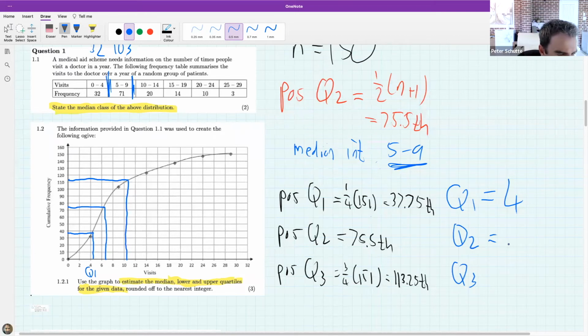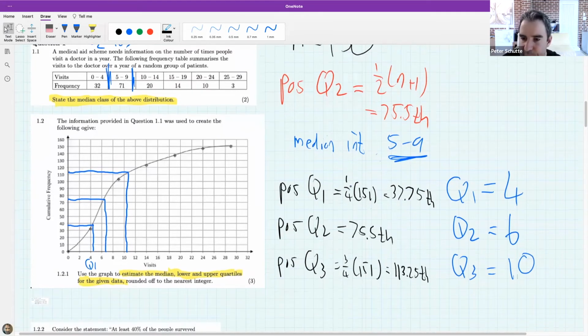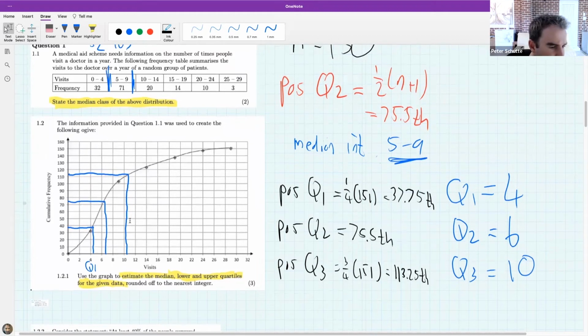For Q2, for me, it looks like it would be 6. And for Q3, it would be approximately 10. Actually maybe 11. So in this case, there's going to have to be some leeway. I'm going to the nearest value. But let me just check, 37.75. No, I think it's about 4, 6, and 10.